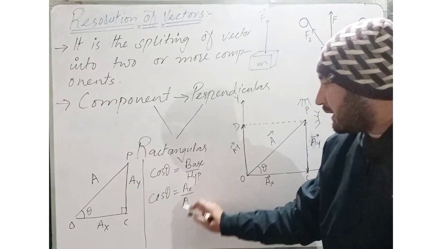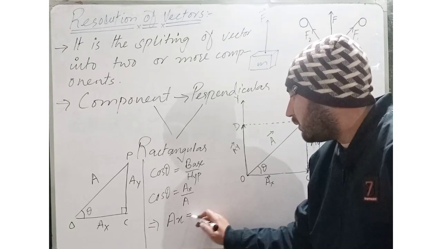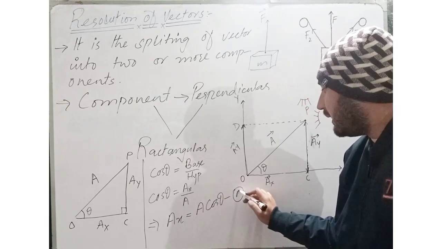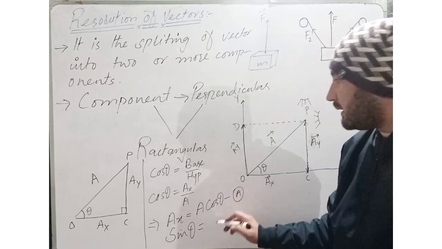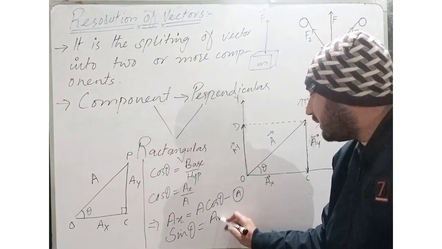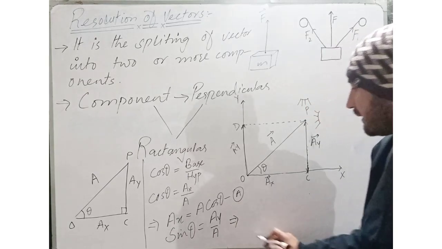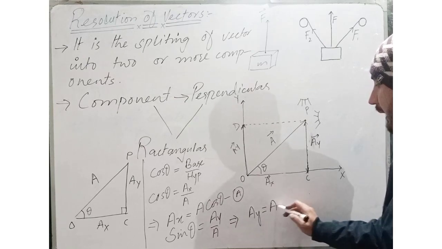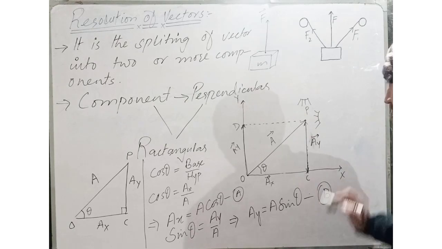We can rearrange it and find ax. So ax will be equal to A times cos theta. Let's call this equation A. Similarly, we can use sin theta, and sin theta is perpendicular over hypotenuse. So sin theta will be equal to ay over A, and this implies that ay would be equal to A sin theta. Let's call this equation B.